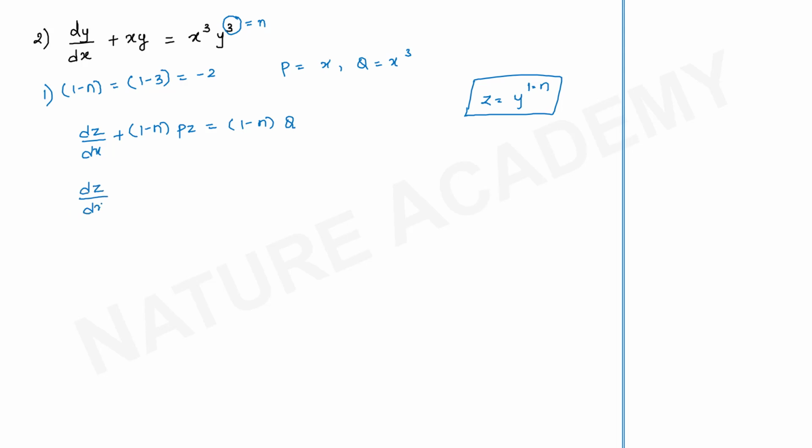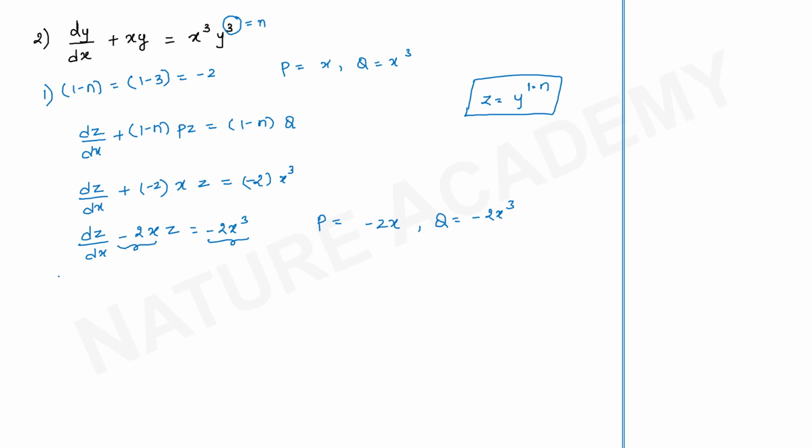Now we have dz by dx plus (1 minus n) is minus 2, and p is x into z is equal to minus 2, q is x cube. Or I can also write it as dz by dx minus 2xz equal to minus 2x cube. Now this will be our new p and this will be our new q. So p will be equal to minus 2x and q will be equal to minus 2x cube.